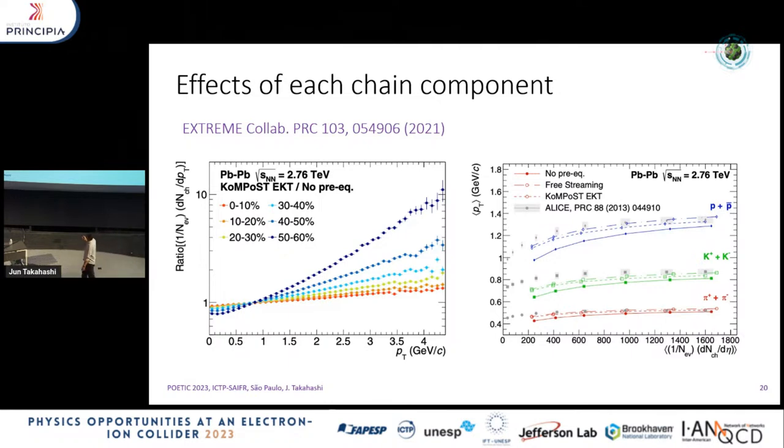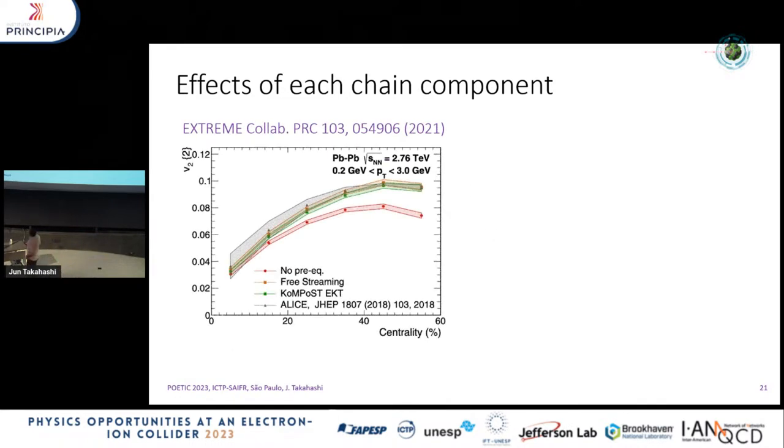Another way to see the same result is the mean PT of the particles. I showed the mean PT of the pions, the kaons, and the protons obtained from our code. And you can see the difference with no pre-equilibrium and with pre-equilibrium here is the final one. And then we change the type of what we do in the pre-equilibrium, if it's free streaming or effective kinetic theory, and then you again see some differences here. So it's very nice that you can go into your model and switch on and switch off things. That's what we did. Details can be found in this reference, right?